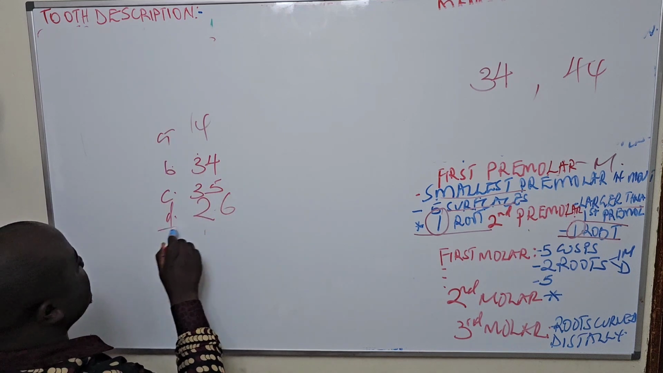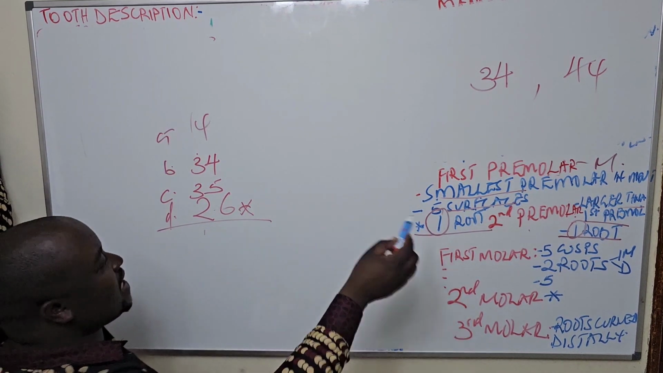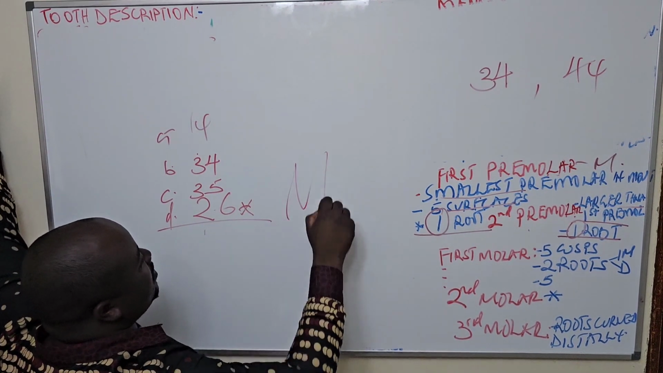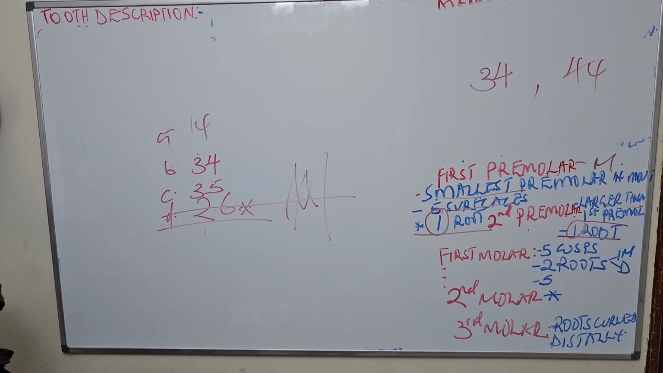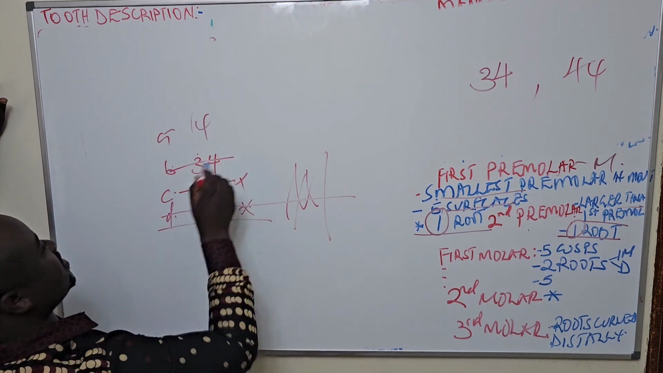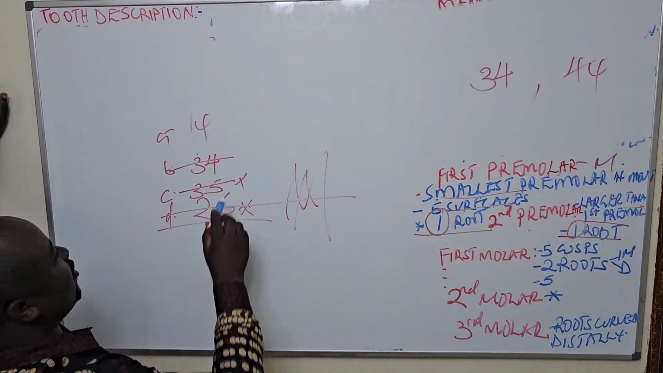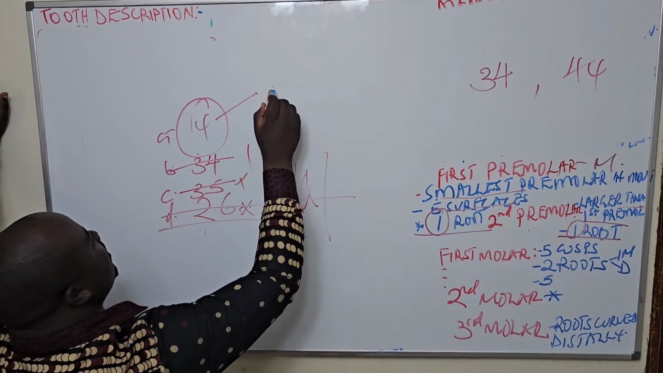Starting from this one, this is a maxillary molar. You said the maxillary molars have 3 roots, 2 buccal and 1 palatal. This one is not there. It's the wrong answer. This one is a mandibular premolar. We said all mandibular premolars have 1 root. This one is a mandibular first premolar, also 1 root. And this one is the answer because we said this one has 2 roots.